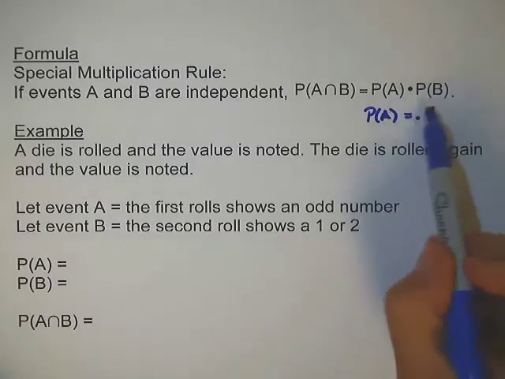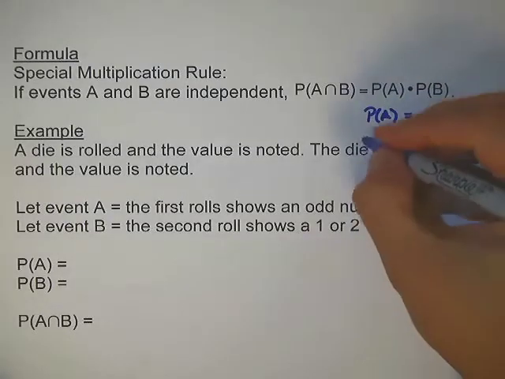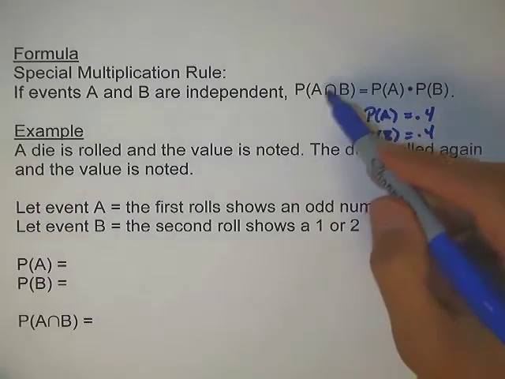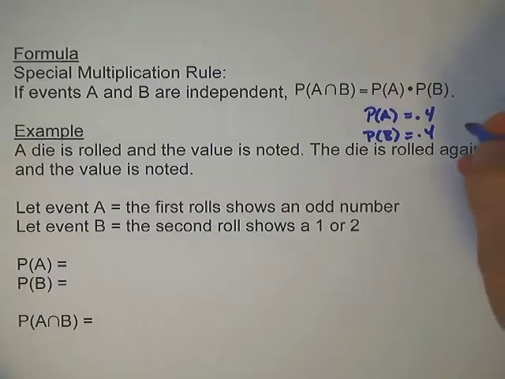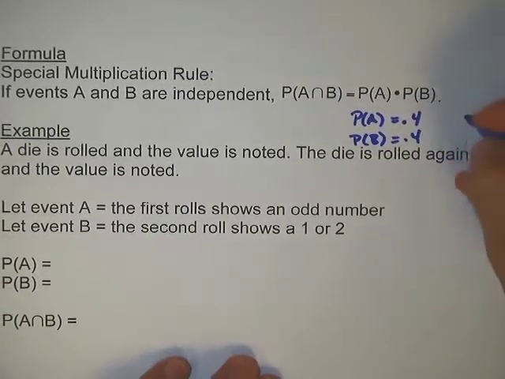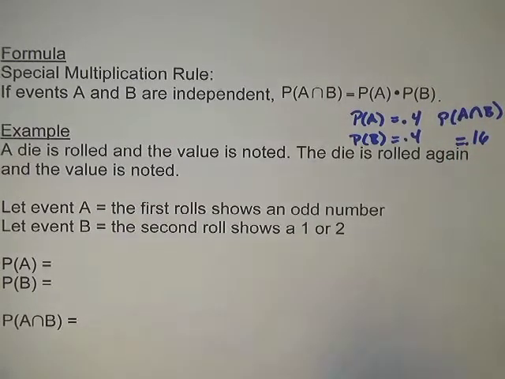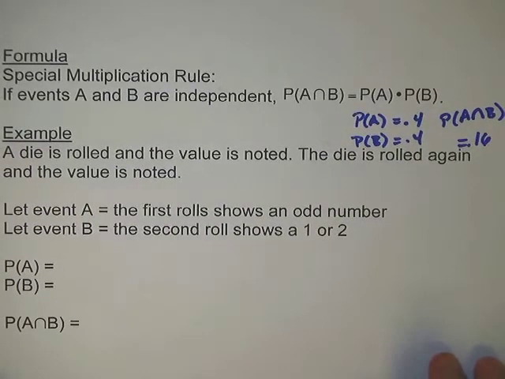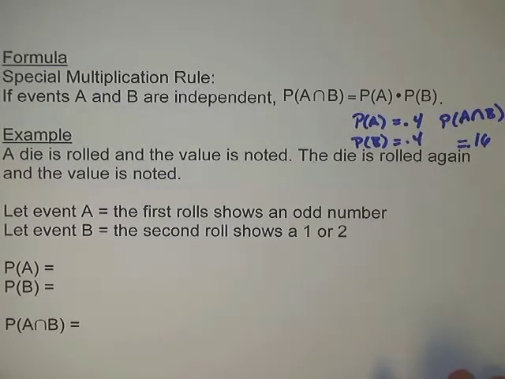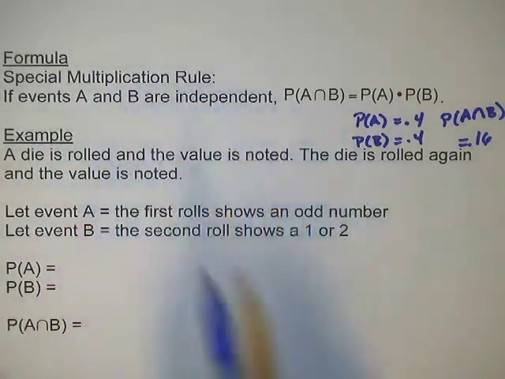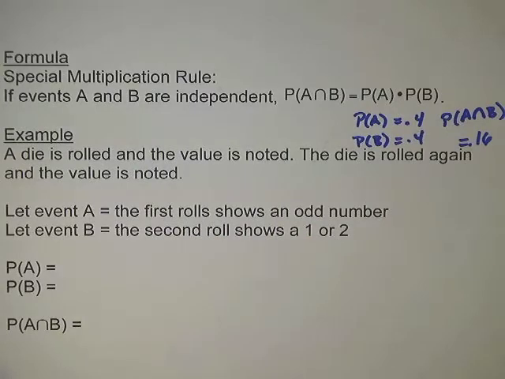And the probability of B is the probability that the second marble is blue. Well, that's also 0.4. So then to find the probability of A and B, you simply multiply these two together. So the probability of getting two blues, A and B, was simply 0.16. So that's just using the special multiplication rule. Now, we call it a special multiplication rule because it's specific to the conditions where A and B are independent. This won't work at all if we're dealing with dependent events.